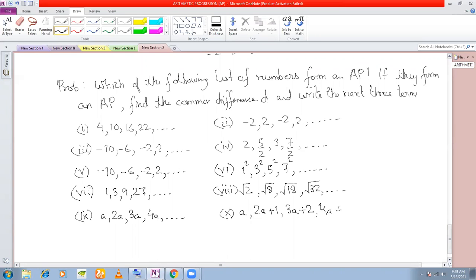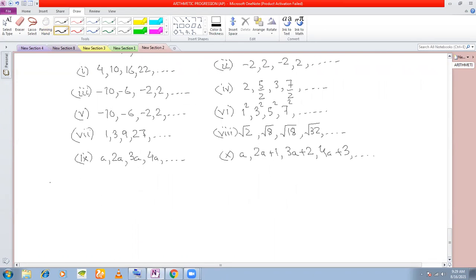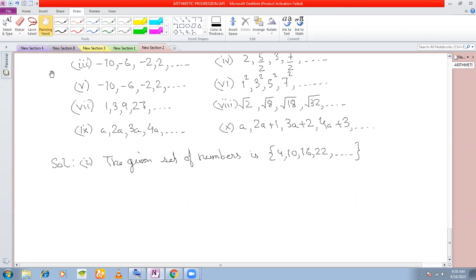Okay, these 10 problems. Let us consider the first one. The given numbers, because we don't know, so we'll not write it in AP. Let's write this as the given set of numbers is, and so on. This is the given set of numbers. Okay. Now let's check whether this is an AP. How will you check?